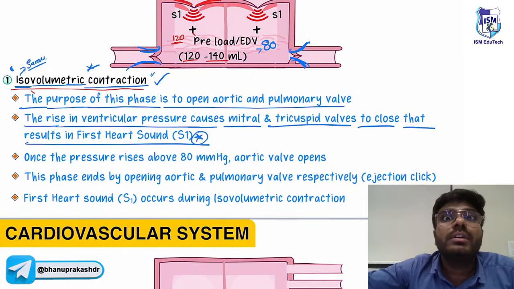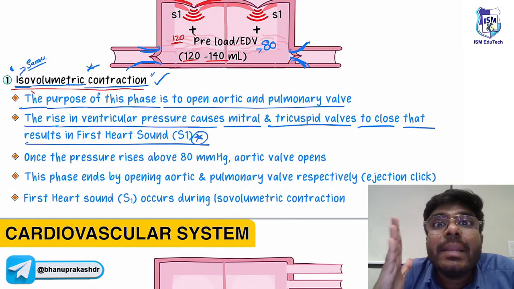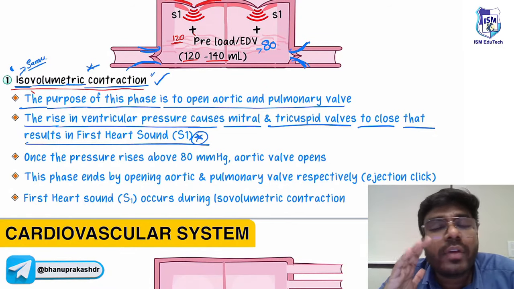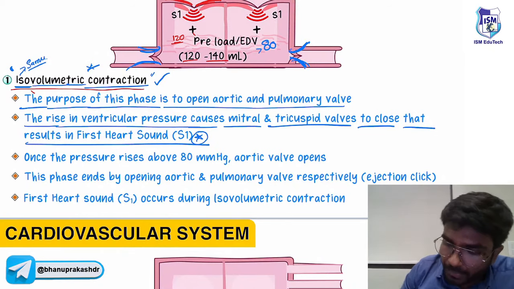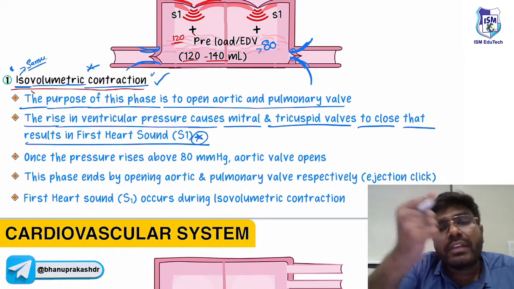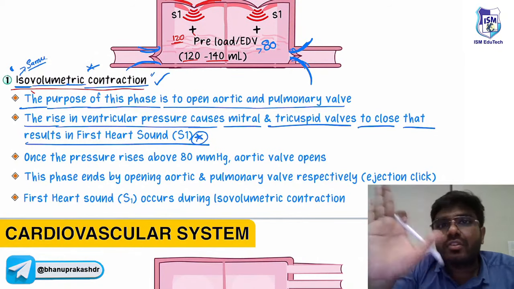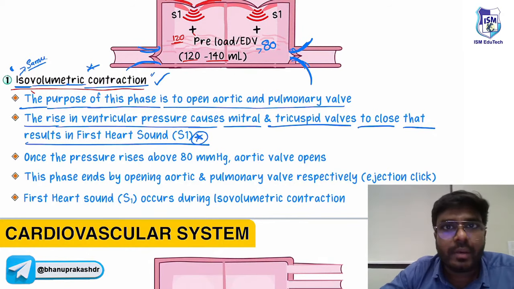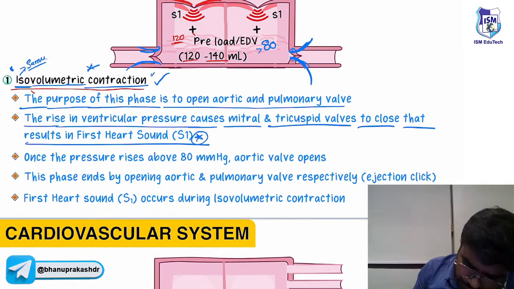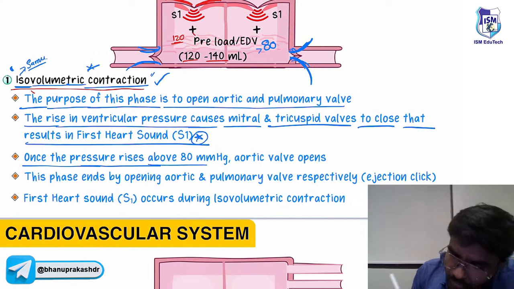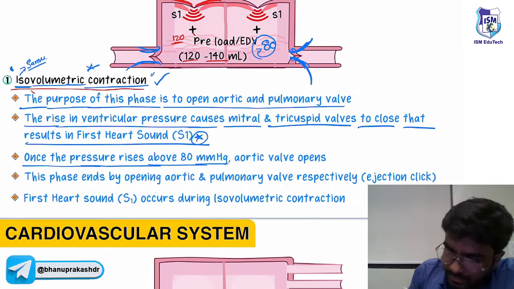Blood is going out. So what is the end point? Tell me, what is the end point of isovolumetric contraction? It's the opening of the aortic valve. Once the aortic valve is opened, it is no longer isovolumetric contraction. Isovolumetric contraction will be completed. So, once the pressure rises above 80 mmHg in the ventricle, the aortic valve opens.